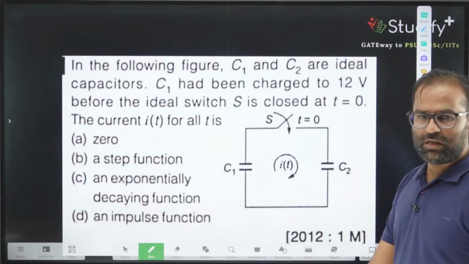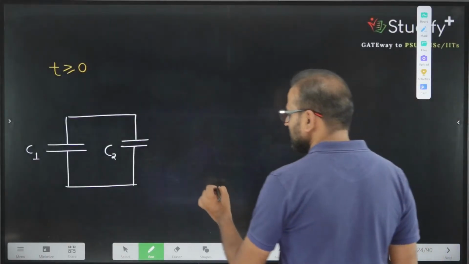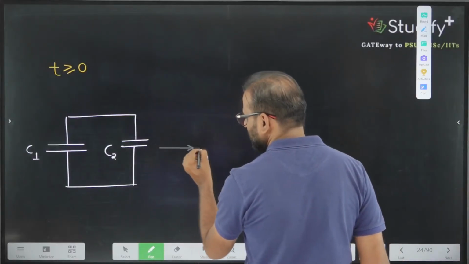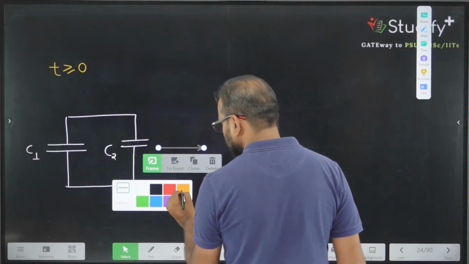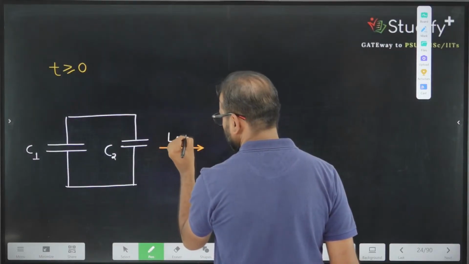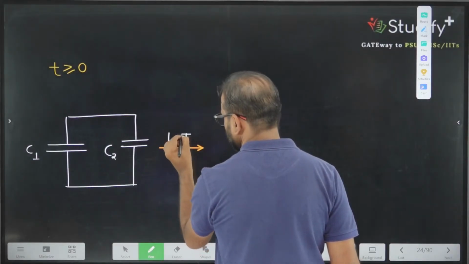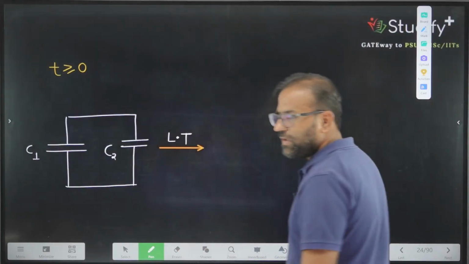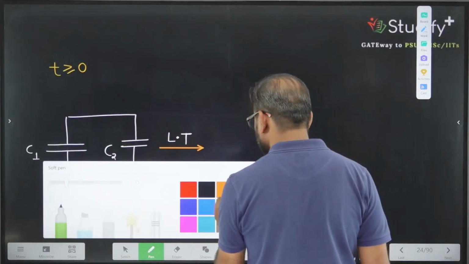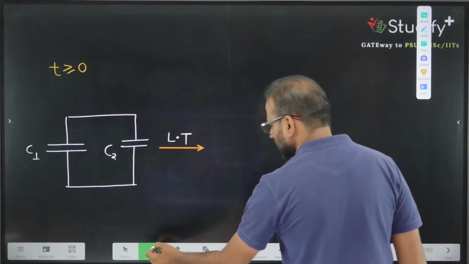Okay, let's calculate the current in this. So what is the first step? First step is to take the Laplace transform of this circuit. So when I take the Laplace transform of the circuit, how will the circuit look?